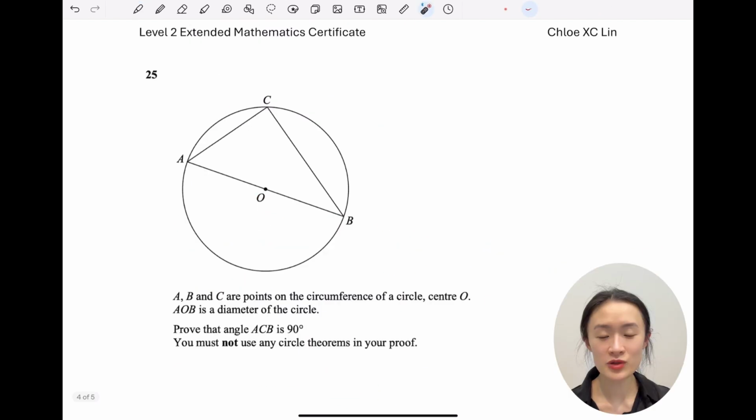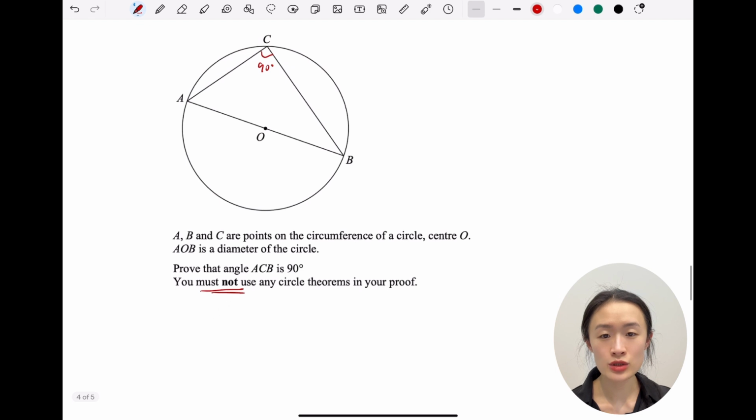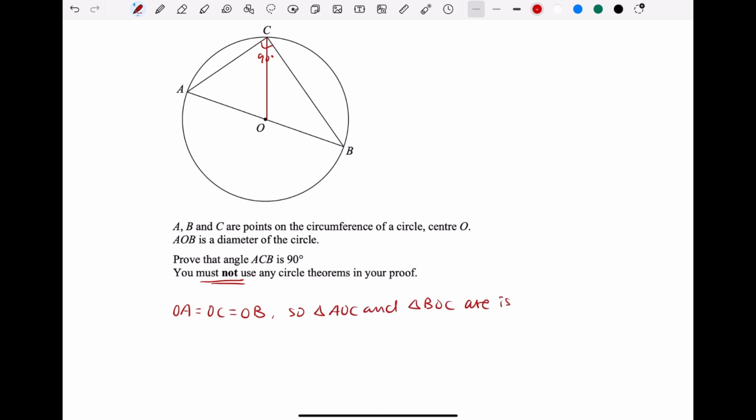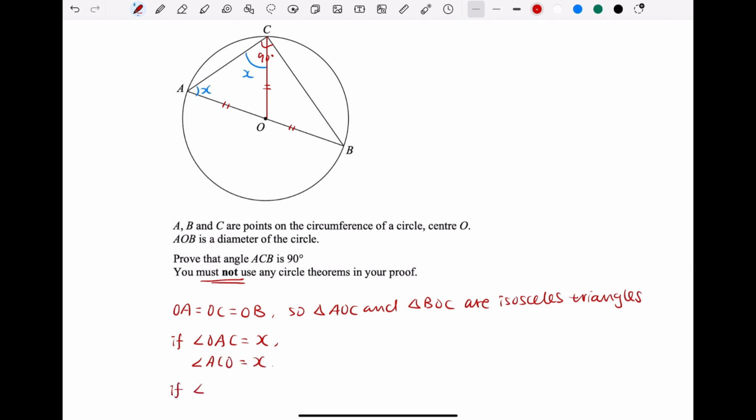Okay, so now moving on to the next question. In this question, we are told that AOB is the diameter, and we need to show that ACB is 90 degrees. Now, in this question, we can't use any circle theorems. So what we need to do is to start from the beginning. Because we know OA, OB, and OC are radii, they equal each other. So then it tells us AOC and BOC are isosceles triangles. Therefore, if we call OAC x, ACO should be x as well because it is an isosceles triangle. Similarly, if we call OBC y, we know that BCO is also y.